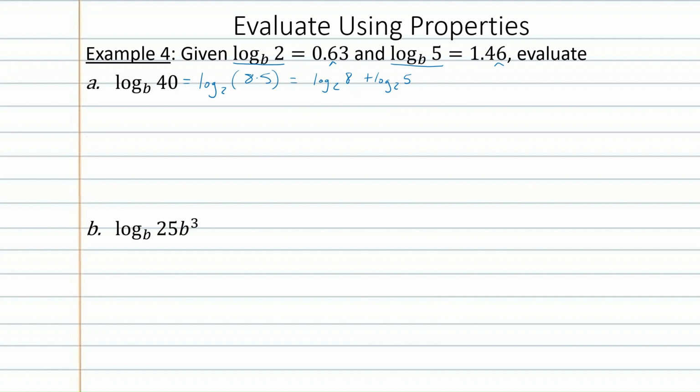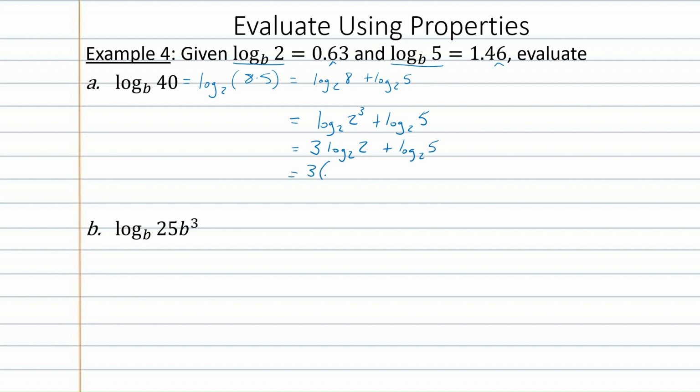But I still don't have this in terms of 2. But what do I know about 8? Well, 8 is just 2 to the third power. So 2 times 2 is 4 times 2 is 8. So I could rewrite this as the log base 2 of 2 to the third power plus the log base 2 of 5. Then I could use my exponent property here to bring that 3 to the front, and now I have 3 log base 2 of 2 plus the log base 2 of 5.